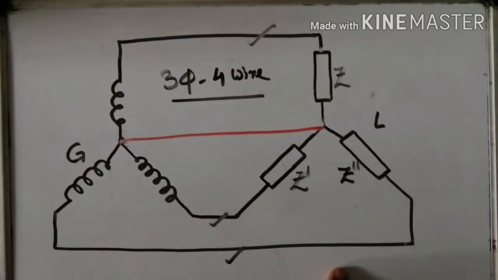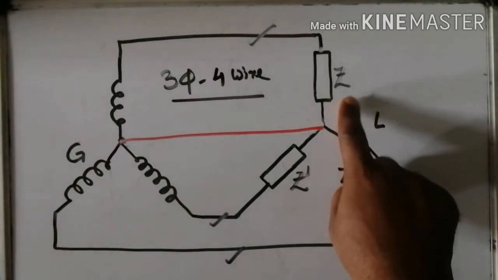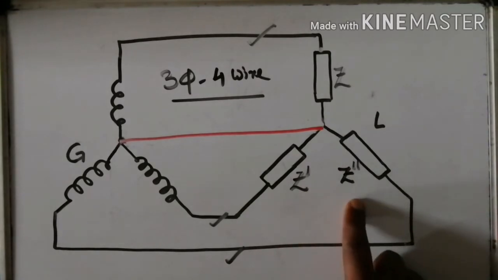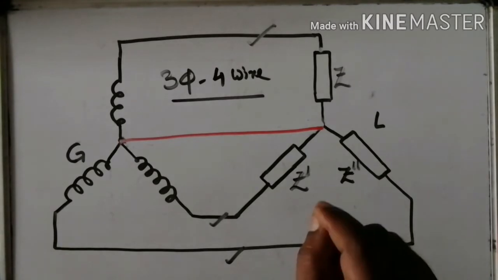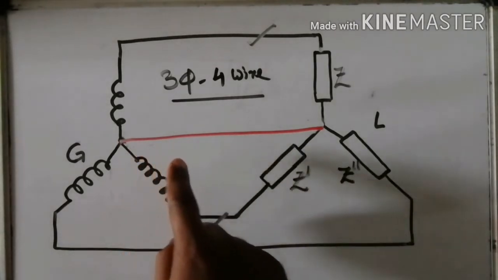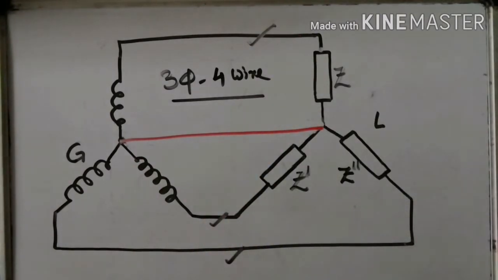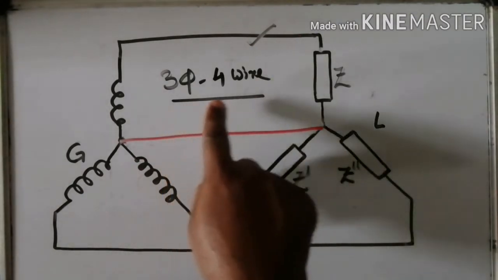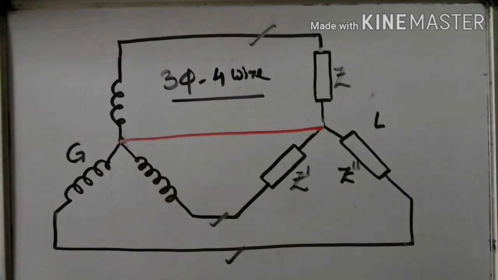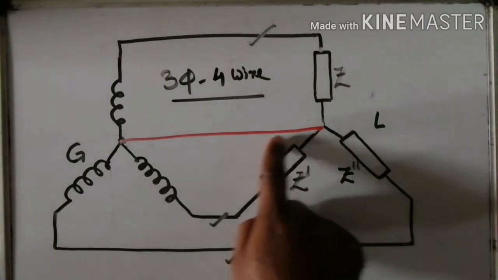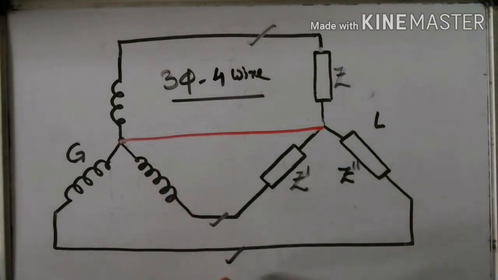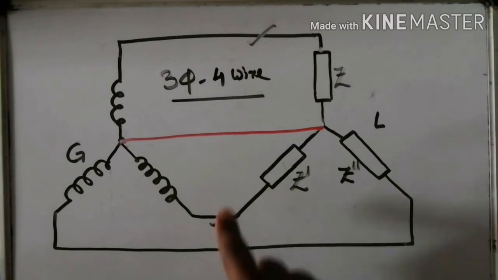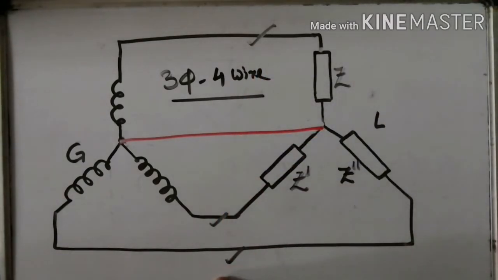Now see the diagram very carefully. This one is Z, this one is Z dash, this one is Z double dash. All the loads are different. That's why there is a need of a neutral wire. So this system is known as a three-phase, four-wire system. Now think about the size of the neutral wire. The size of the neutral conductor can be the same size or maybe slightly smaller than the other conductors.